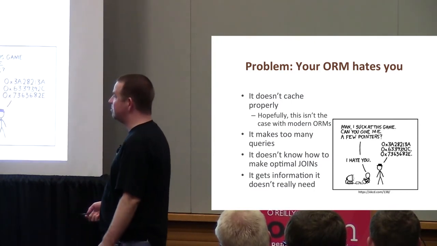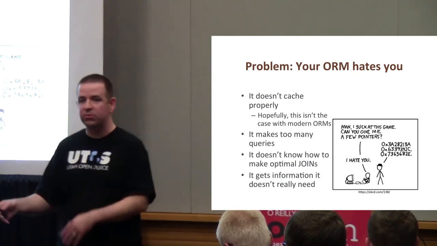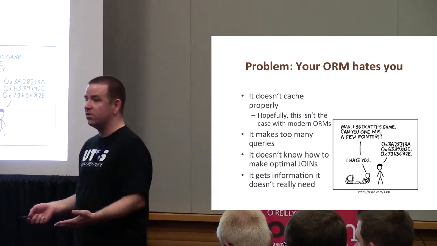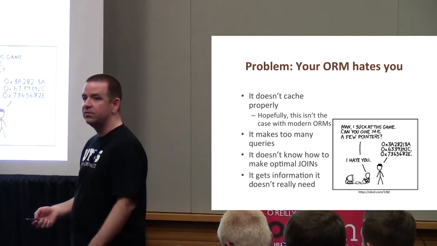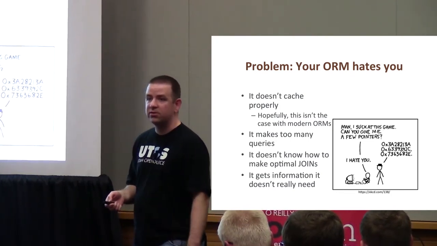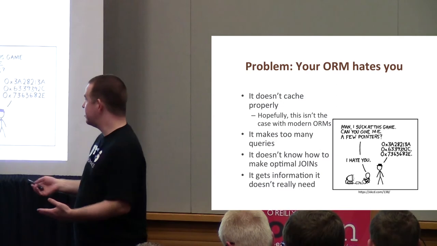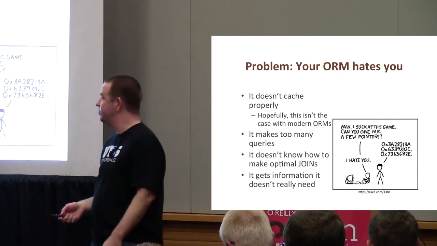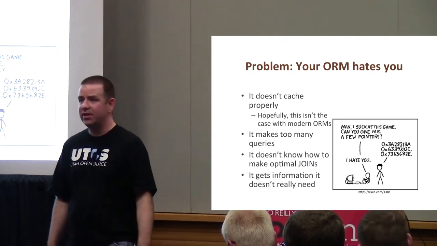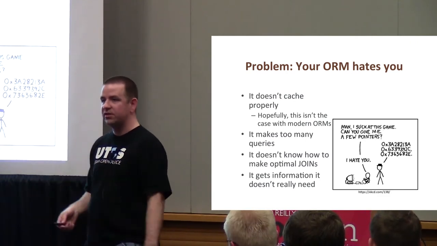And it doesn't know how to make the optimal joins so it can get more information all at once rather than making multiple queries. You have to tell it. Now most ORMs, you can tell it, but you have to tell it. Again, the same thing that applied to the query optimizers. You know your database better than your ORM does. You know the data. And so you know the best way to make that happen. And a lot of times I've seen ORMs that get information that they never use. That's one, they're getting stuff all the time. They like to suck in tons of information.